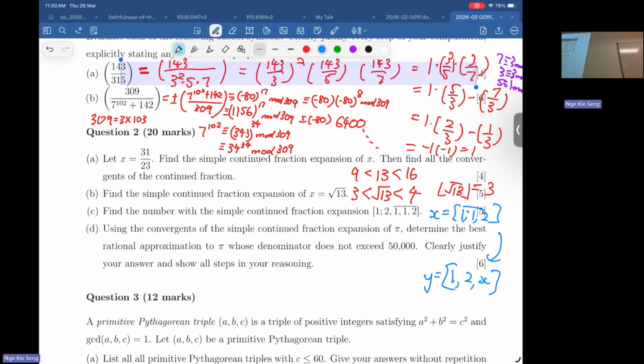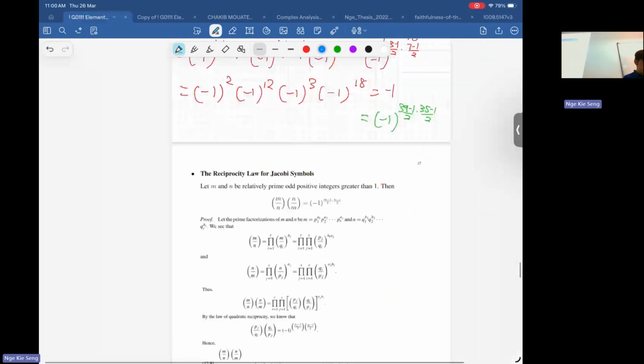Using the convergents of the simple continued fraction expansion of pi, this one I gave you in class, so you have these convergents. Determine the best rational approximation to pi whose denominator does not exceed 50,000. What do you think about this? This is one of the abstract things we talk about with convergents, so you need to use the theorem. I don't think this will come out in the exam, but I will confirm with you. This is just about your assignment. Do you remember the sum property on convergents?